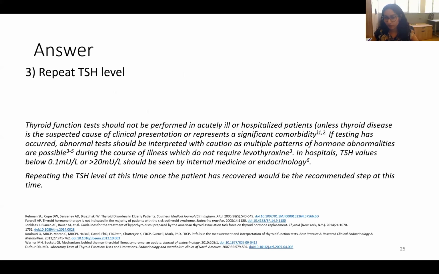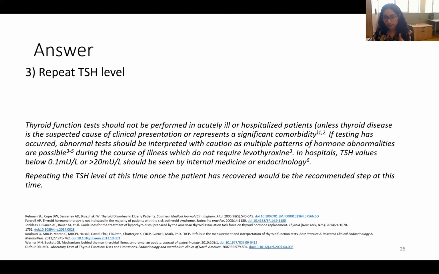function tests should just not be performed in acutely ill or hospitalized patients. Your hypothalamus-pituitary axis goes haywire when people are sick in hospital, and interrogating most hormones and hormone function at that time is usually not very helpful unless the patient is presenting with symptoms of thyroid disease. Like if they're admitted because they've developed severe hyperthyroidism, or hypothyroidism, that's a different story. But if they're admitted for something else like pneumonia, it's very common to see abnormal TSH values, and it's very hard to know what to make of it.